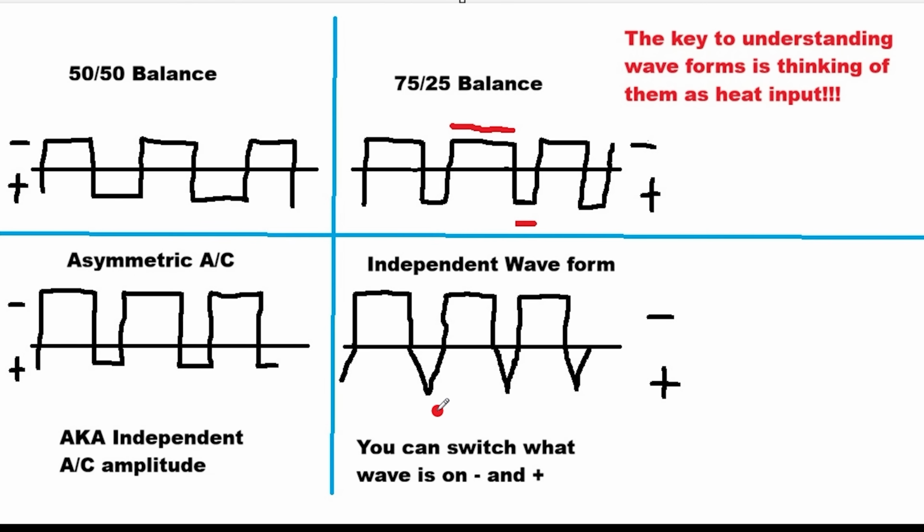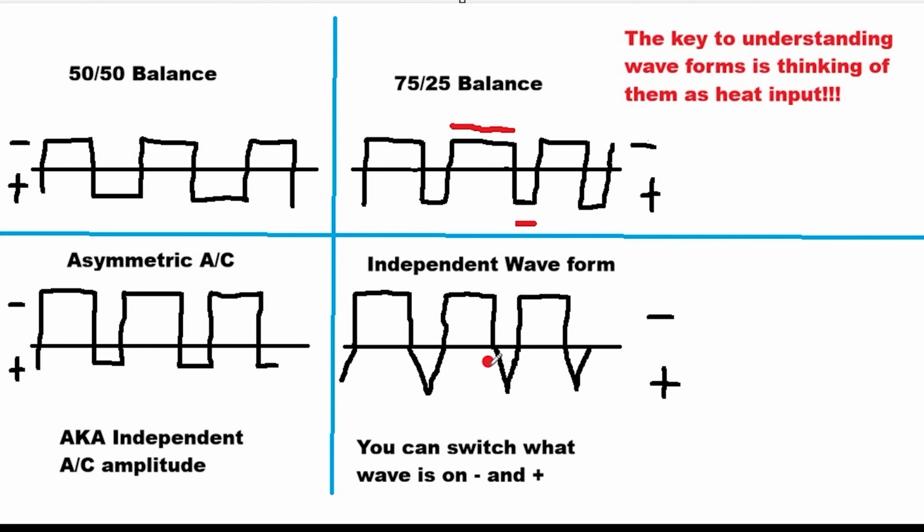Now, taking this theory a step further, there's also what's called independent waveform control. Most machines, as a matter of fact, all of the machines I have seen personally that can do asymmetric AC typically can do independent waveform adjustment. And what this is, you could run like square wave on the negative, triangle wave on the positive, or vice versa. I don't know why you would do it that way, but this gives you more or less the ability to tailor the heat input and the amperage even more than this, the asymmetric AC, on the positive.